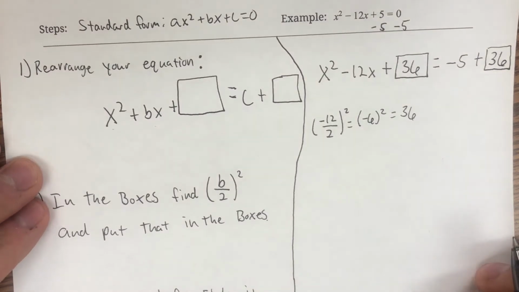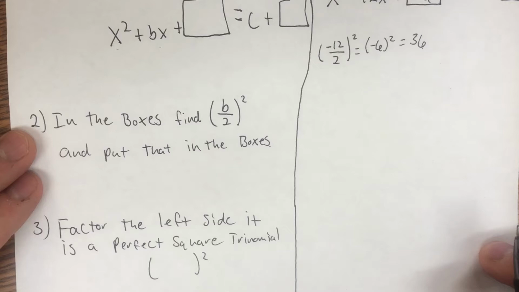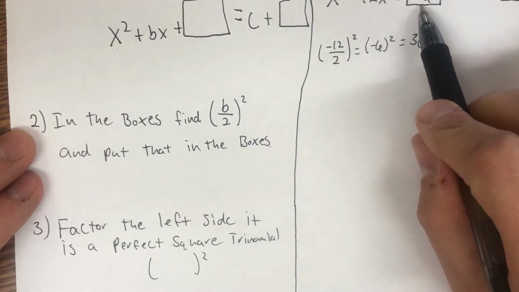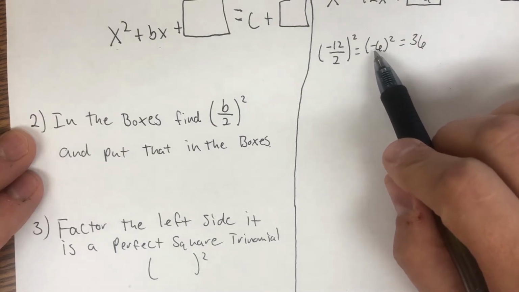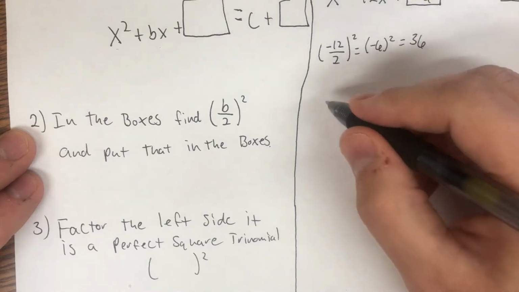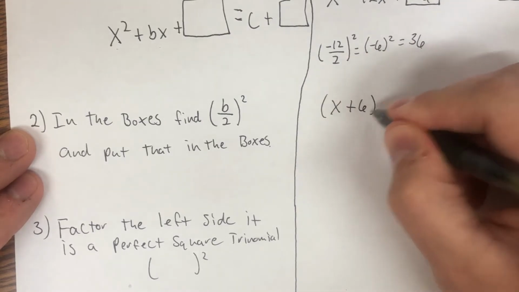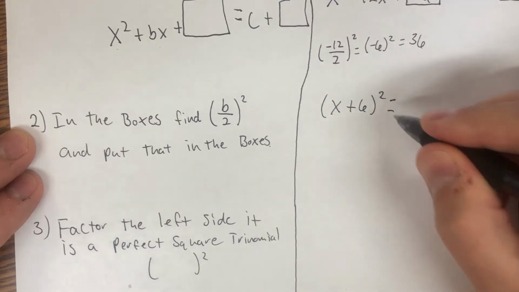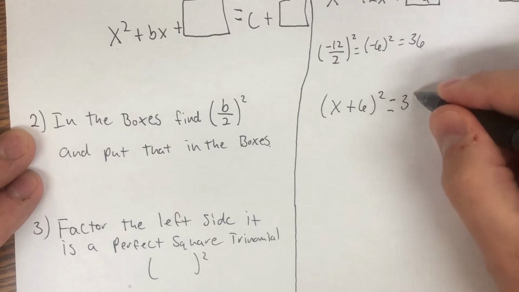Now, we are going to then factor. We can factor this. We created a perfect square trinomial. 36 is a perfect square. The square root of 36 is what we had here, 6. So we're going to rewrite it in factored form. That is x plus 6 squared equals negative 5 plus 36 is 31.